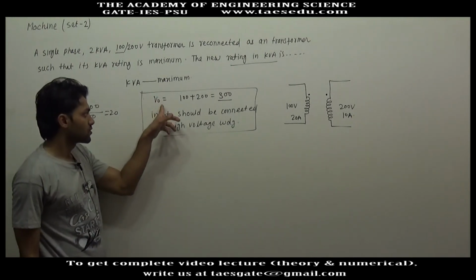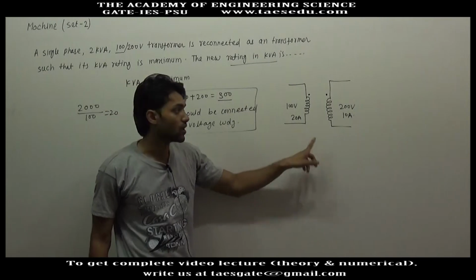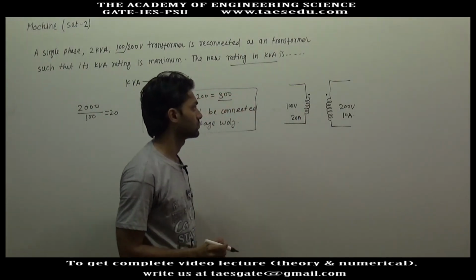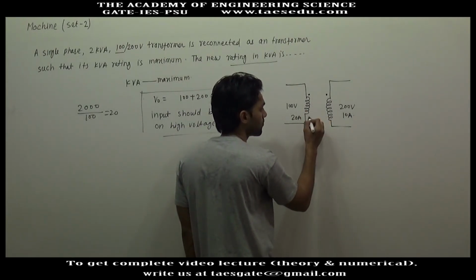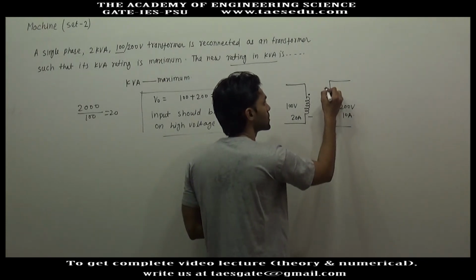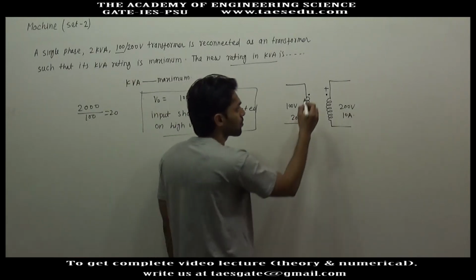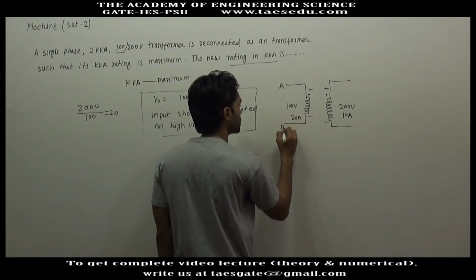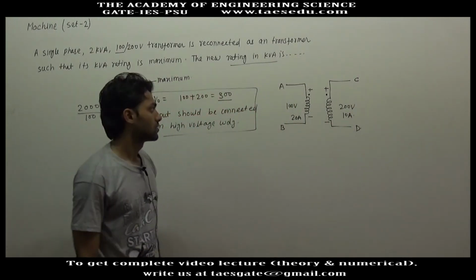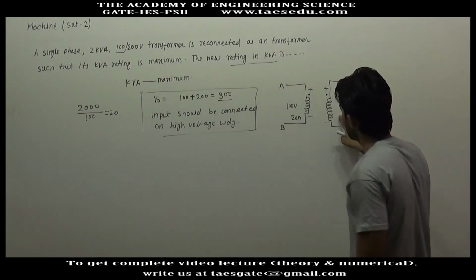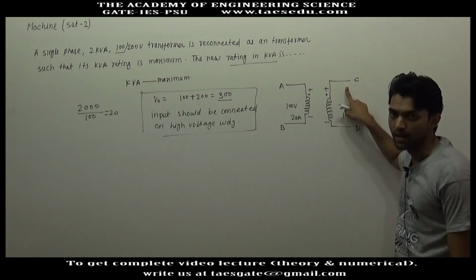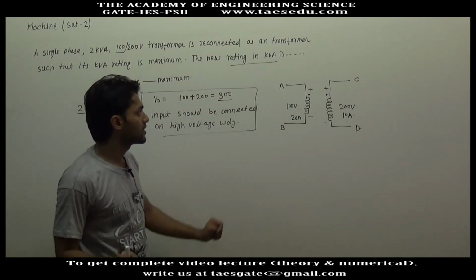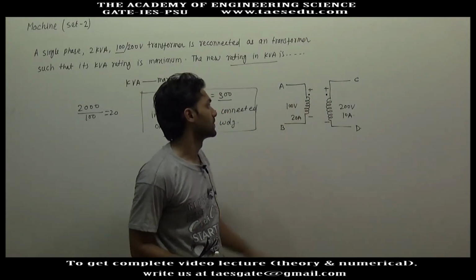Now connection has to be done in such a way that output voltage should be the summation of the voltage rating of the two windings, and we observed how this can be done. When the negative terminal of first winding is connected to positive terminal of the second winding, or when positive terminal of first winding is connected to negative terminal of other winding. Let's say this is A, this is B, this is C, this is D. So in the output you will get summation of these two voltages when either A and D are connected or B and C are connected. In the question of set 1, we connected B and C. So in this question, let us connect A and D.